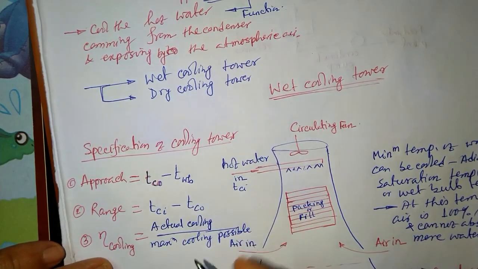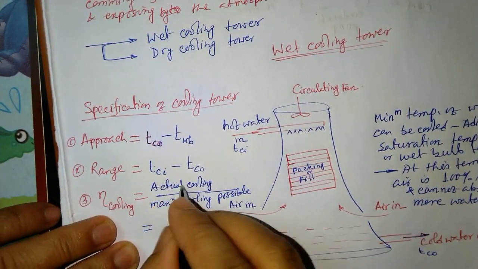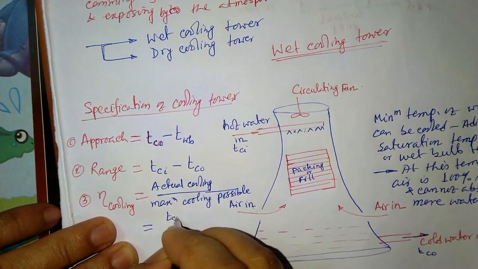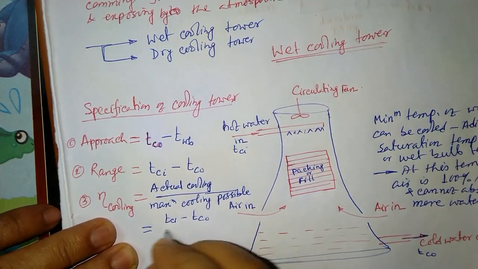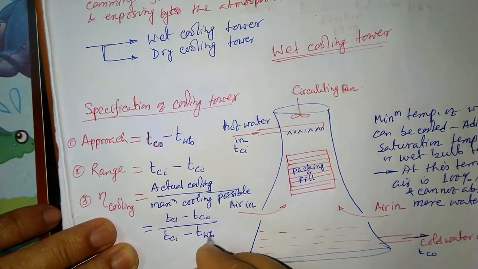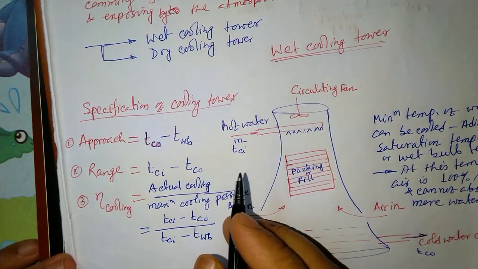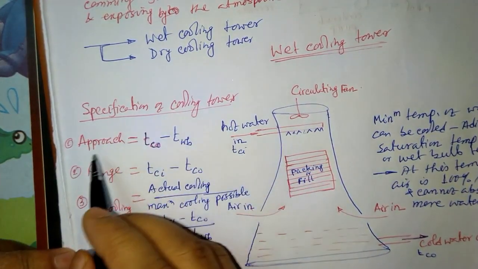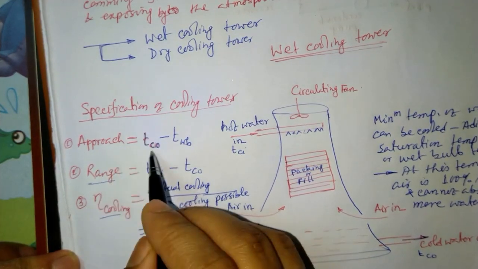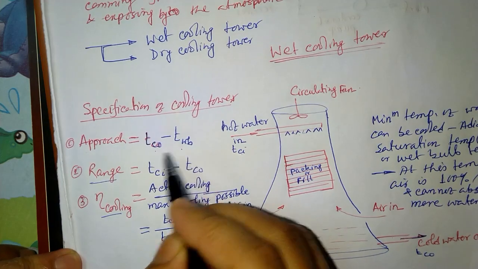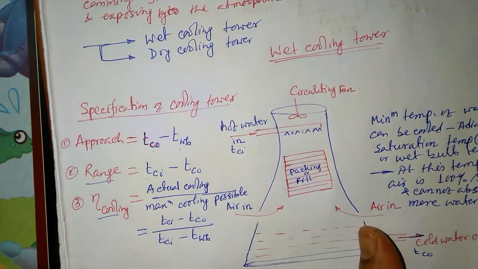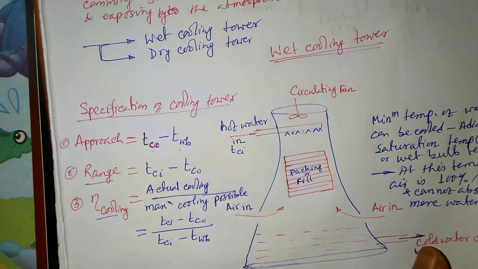Like the condenser, we have seen the same kind of definition. And actual cooling is how much? Actual cooling is TCI minus TCO, and the maximum possible is TCI minus TWB, the wet bulb temperature or adiabatic saturation temperature. So a cooling tower is specified by approach, range and efficiency of cooling. Approach is TCO minus TWB, these are indicating temperatures. So this is our wet cooling tower.